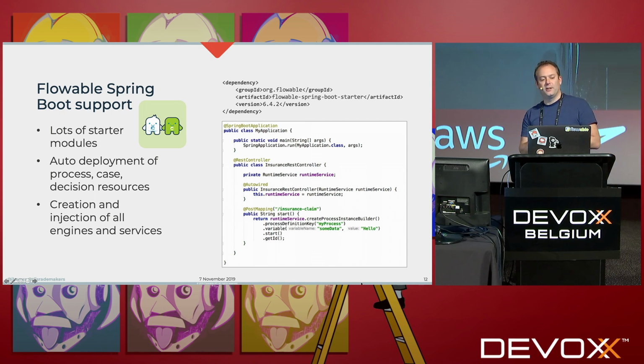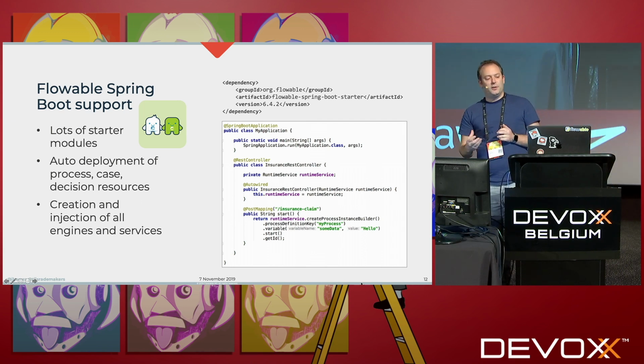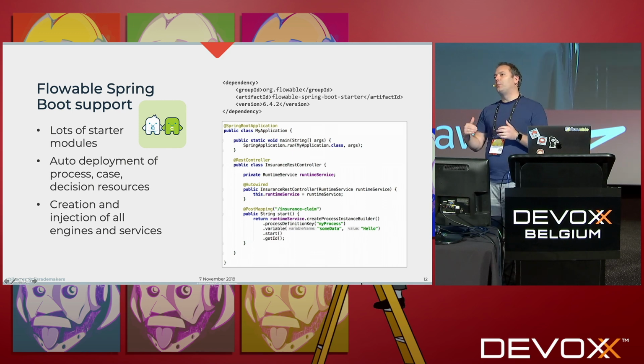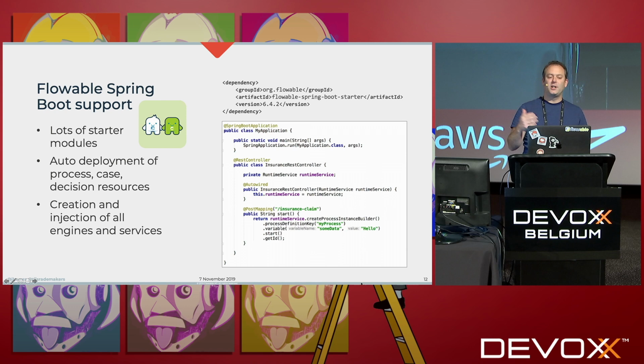That's just working automatically. And also auto deployment. You can just include process files, resources, case resources, decision resources, and they will get auto deployed on the engines at boot up for you.